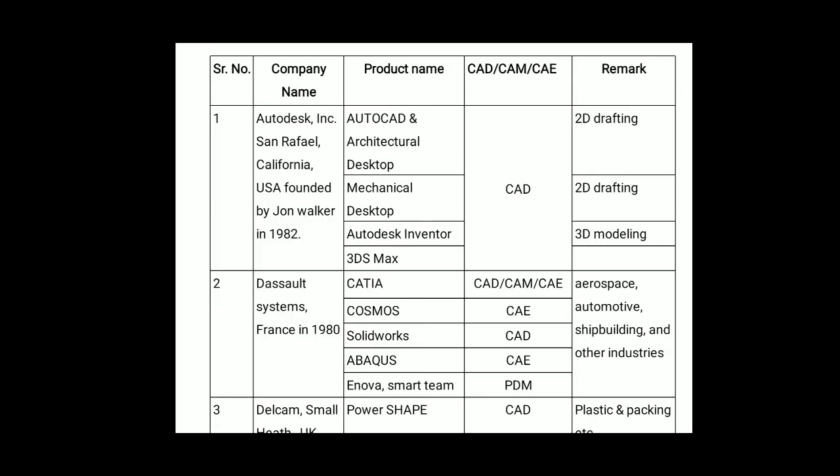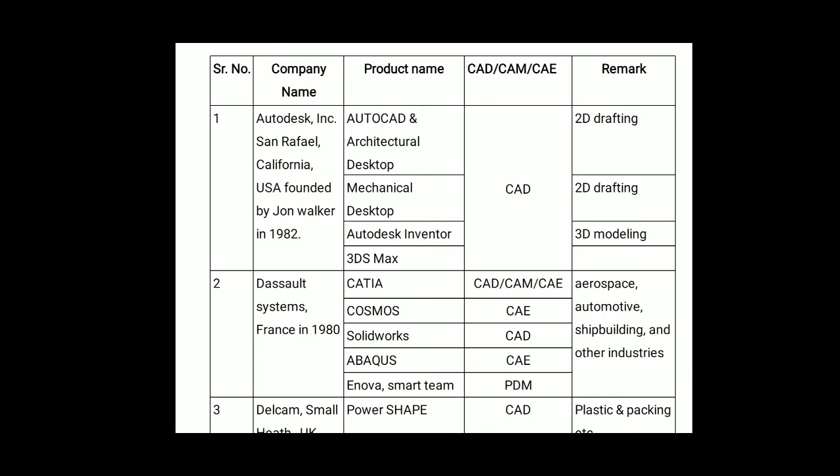Next, there are some examples of software and where we can use them in CAD, CAM and CAE. First is the Autodesk company. They provide AutoCAD, Mechanical Desktop, 3ds Max, and Autodesk Inventor. Basically, this software is used for CAD purposes, drafting and modeling. So it is used for basic 2D drafting and 3D modeling.